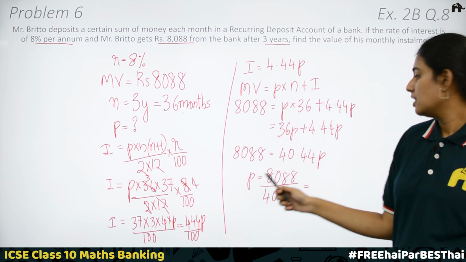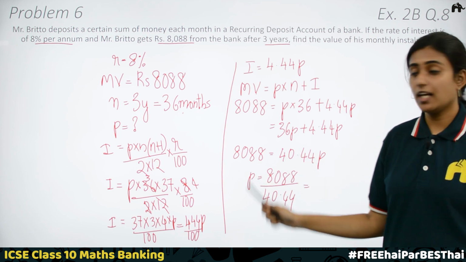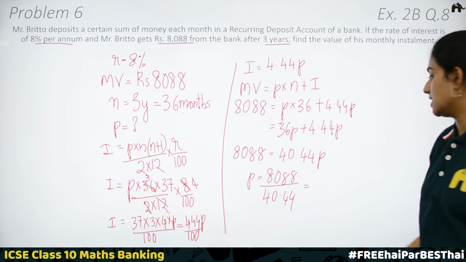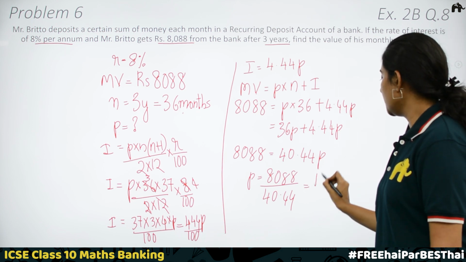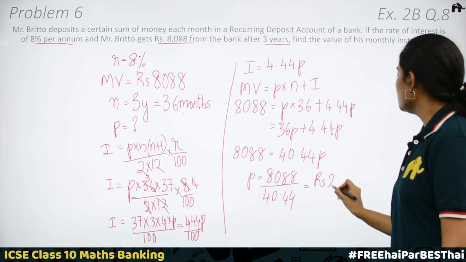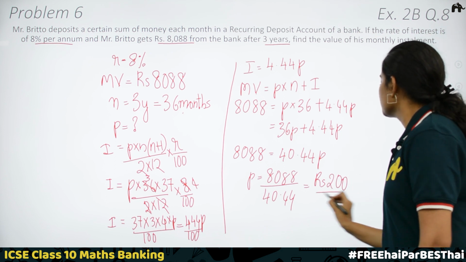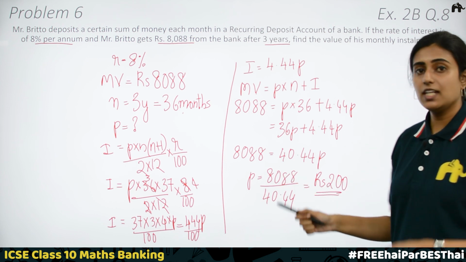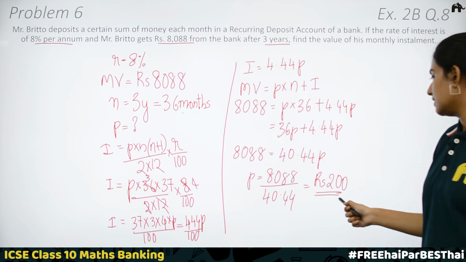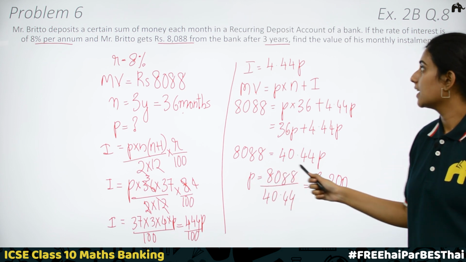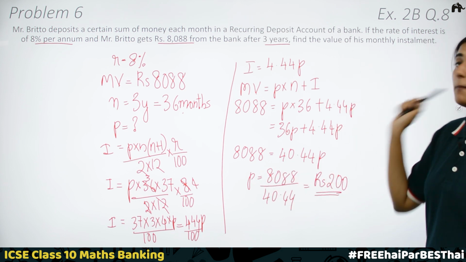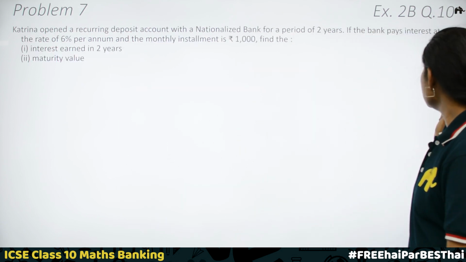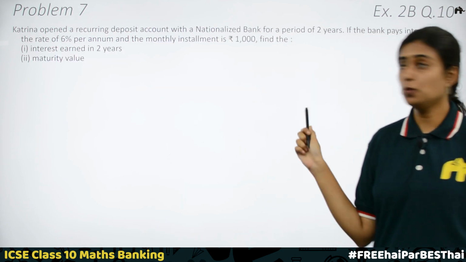You need to just multiply numerator and denominator with 100 to remove this decimal that is in the denominator. Your final answer will be rupees 200. Every month 200 is being deposited. So this is the value of his monthly installment. Clear?